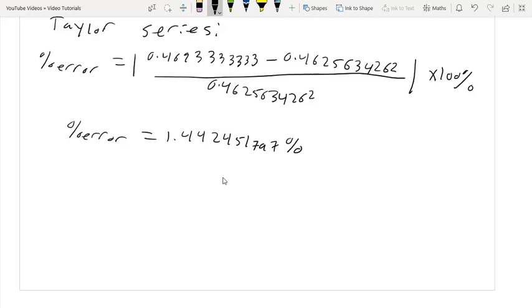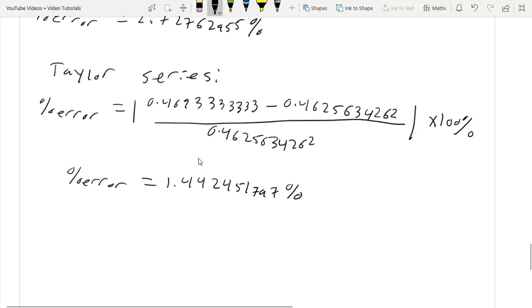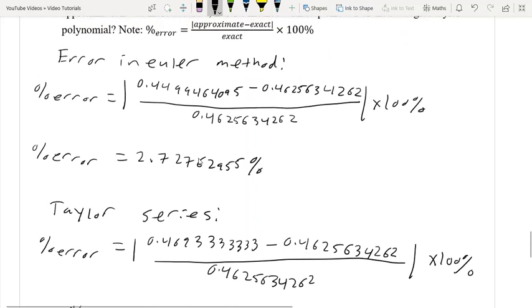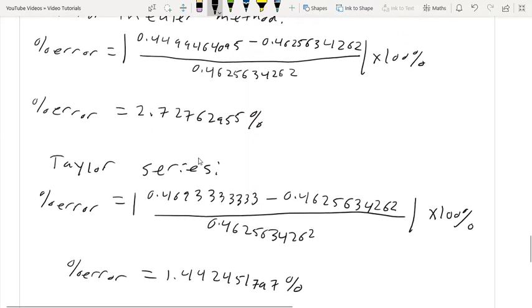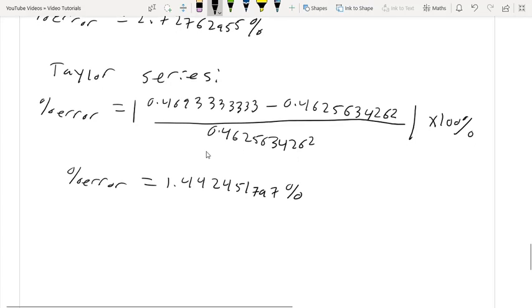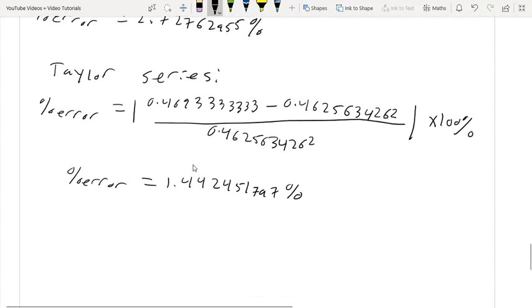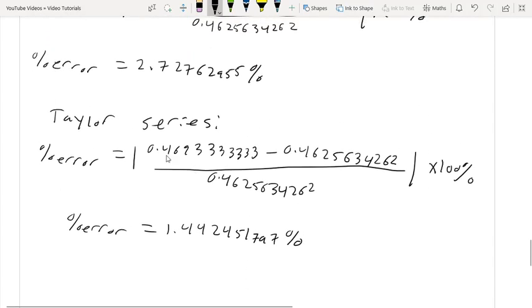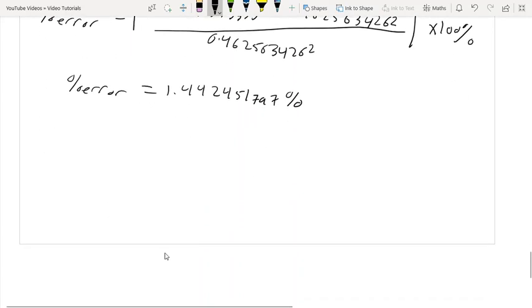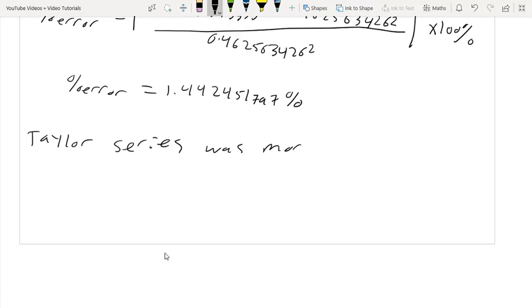And so what we find is actually that the third degree Taylor polynomial was more accurate than Euler's method with step size 0.1. And of course, you can get either one as accurate as you want by either decreasing the step size of Euler's method or increasing the number of terms in the Taylor series. But for this particular instance, our Taylor series approximation was a lot more accurate, within 1.5% pretty much. So therefore, our Taylor series approximation was more accurate.